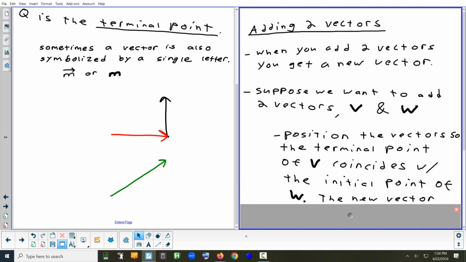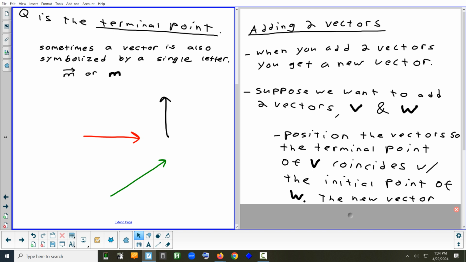The way that you add two vectors together is you position them. Let's call the red one V, and the black one W. If you want to add V and W together, you line them up so that the ending point of V, which is right there, and the starting point of W, which is right there, line up. So you position them just like that.